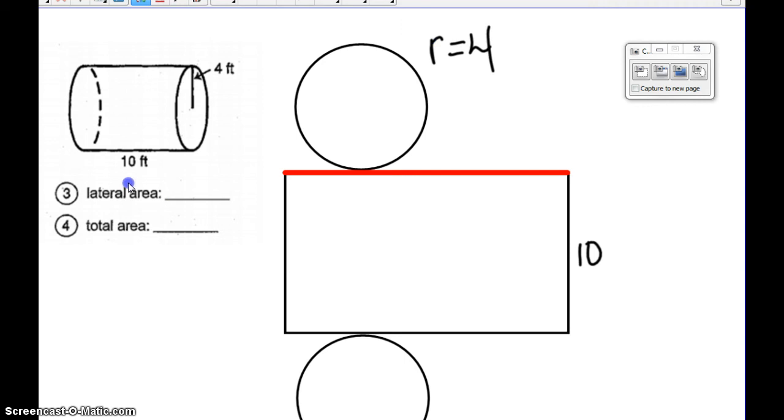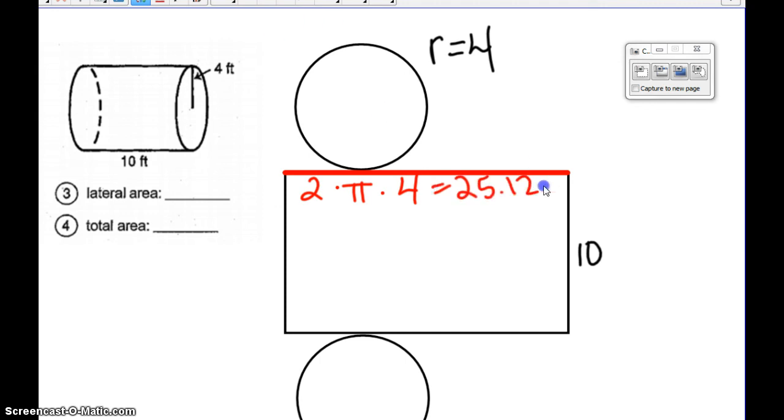So this tells me to find the lateral area. Okay. Well, I know that my height is 10. And then right here, I've got to find my circumference, which is 2 times pi times my radius of 4. So you pull out your calculator, you do that. Alright, so what did you get inside of there? So I got right here, this red piece, I got was 25.12.